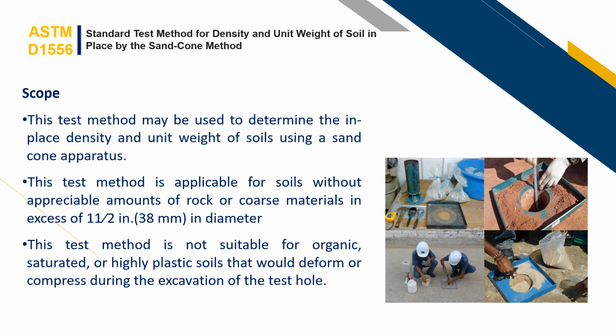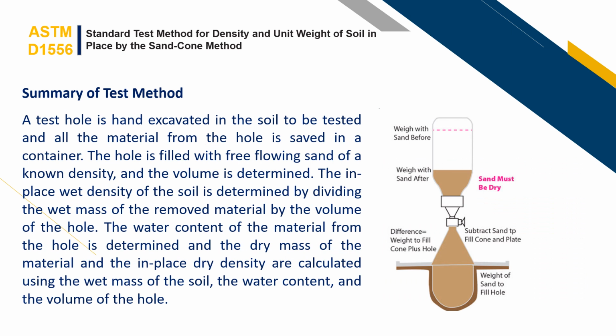So, if your testing pit or testing site does not fall under this scope, you may use other methods in determining the density and unit weight of soil in place. The sand cone is one of three methods, so if it does not fall under the scope of this test method, then you can use the other ones. Okay? Now for the summary of test method.